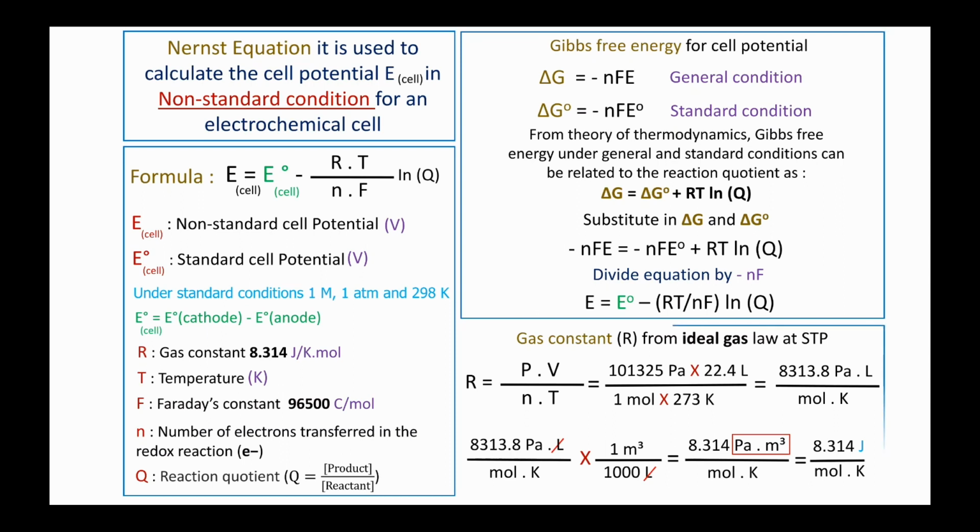The gas constant R can be found using the ideal gas law at STP, standard temperature and pressure. So here we write R is equal to PV over nT, and we substitute in the variables by these values. For pressure we use the Pascal unit, and after that we divide the volume value by 1000 to convert from liters to cubic meters. So we get 8.314 Pascal cubic meter per mole Kelvin.